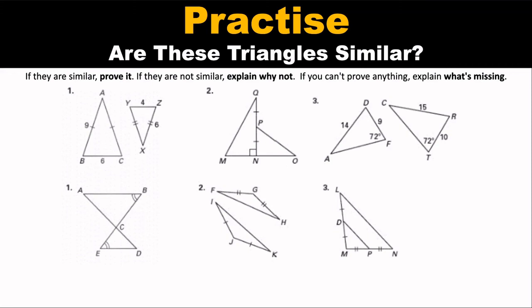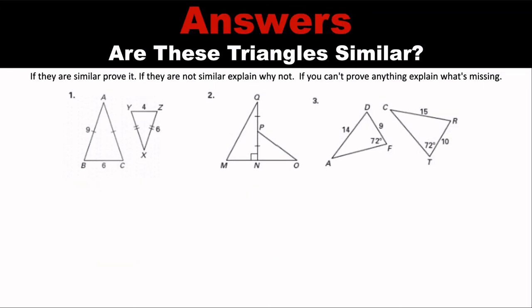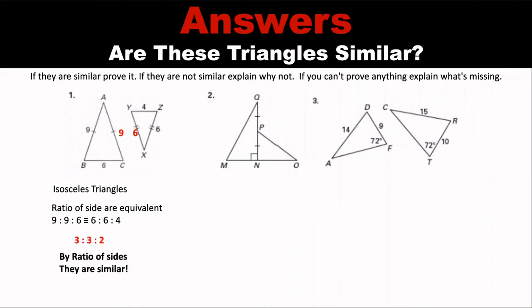I hope you've taken your time to copy those out carefully and give good details in your explanations, because here come your answers. For question 1, these triangles are both isosceles triangles, so I actually know all 3 sides of both triangles. I can put those into ratios, and I can see that those ratios are equivalent. So yes, these triangles are similar by the equivalent ratios of their side lengths.